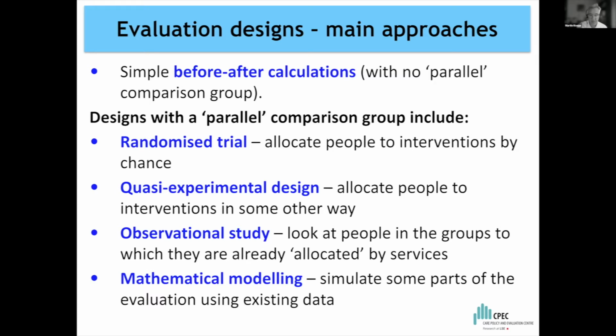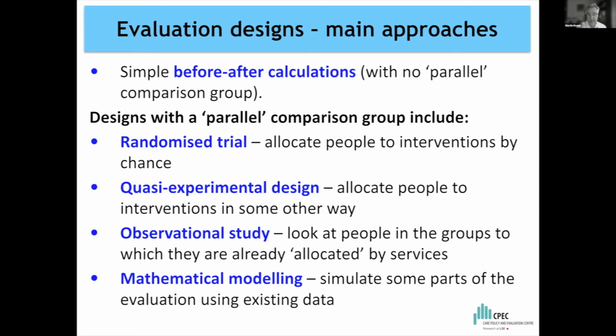So the first one is a simple before-after calculation or comparison. What do people look like at the beginning? What do people look like after they've had the service or the support? What are the outcome calculations, if you like, and what is the cost difference between before and after? It's a very simple, very crude, quite limited study. Doesn't mean it's useless, not at all useless, but nevertheless, it's quite limited in what it can really tell us because we haven't compared with what would have happened in the absence of that intervention.